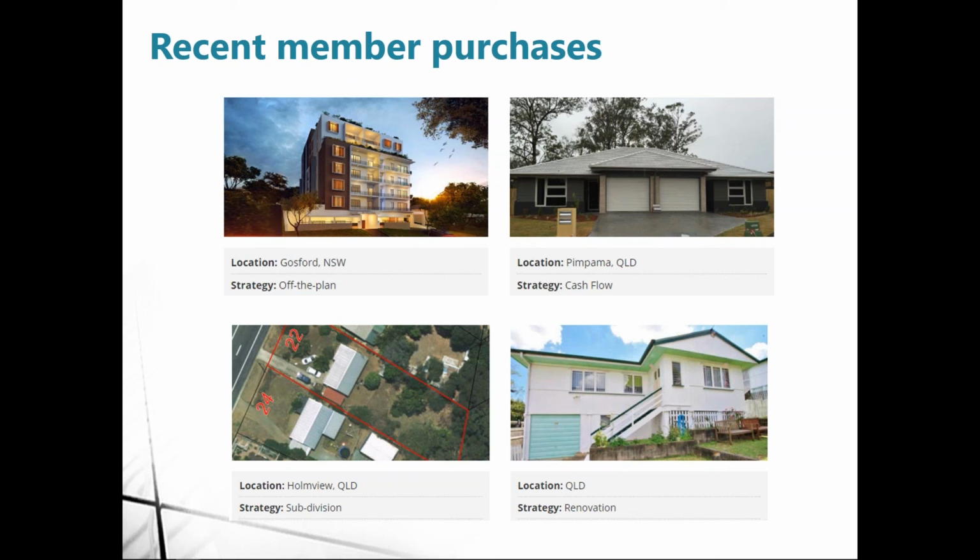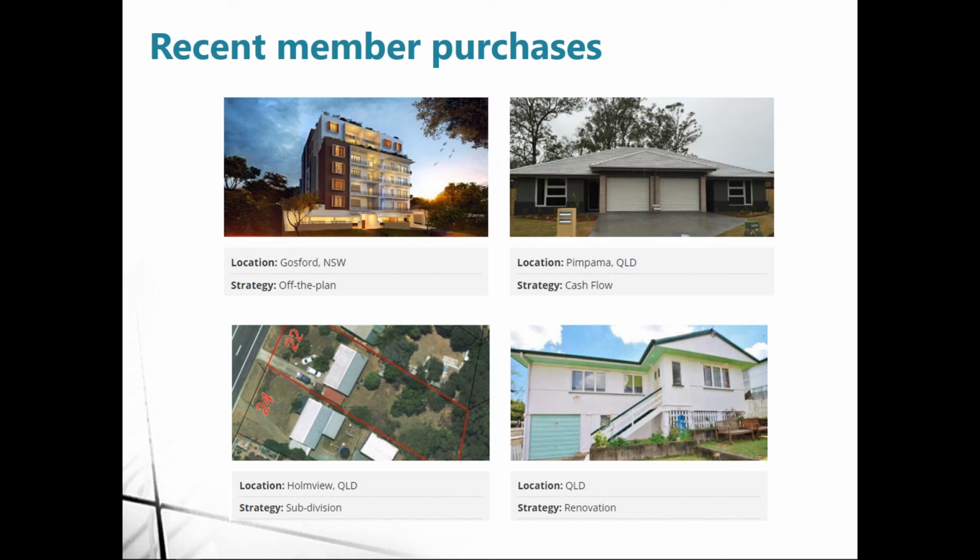Now, post the subdivision, the existing house at the front got a valuation of $300,000, and the vacant block at the back was valued at $220,000. So the total value was $520,000, and there's about $120,000 of equity on the completion of that subdivision.